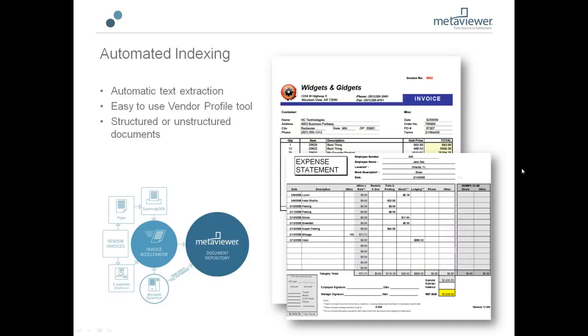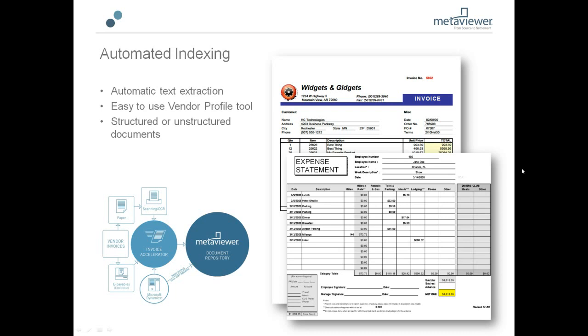Now let's talk about pulling some documents in and showing how we extract that information from those documents. Invoice Accelerator is the tool that we use in the AP process to pull information from both structured and unstructured documents.